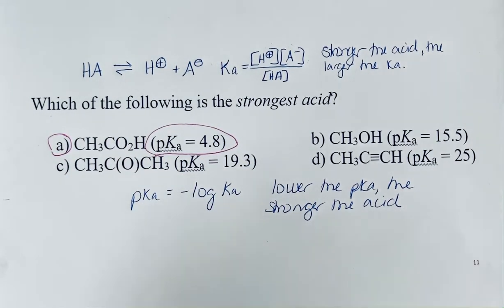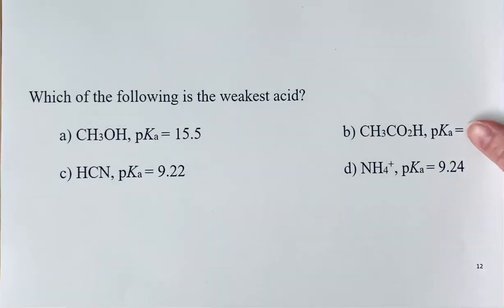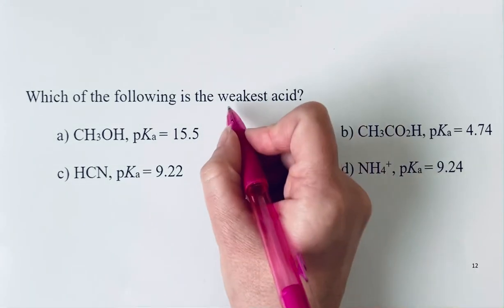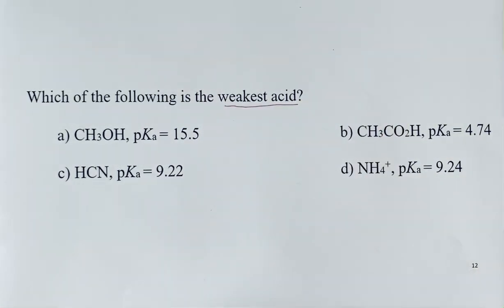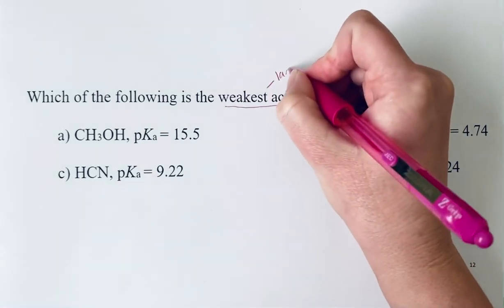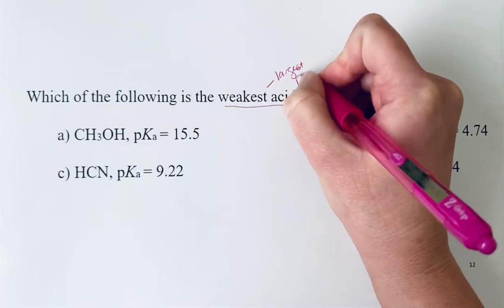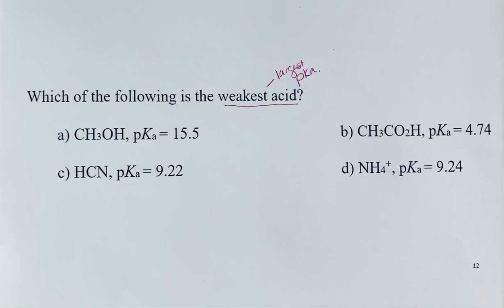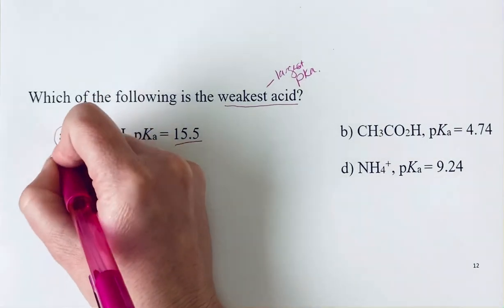Okay, and so now we've looked at it from one angle, the strongest acid. We're going to do another quick example. So I'm going to switch this out. And we are now going to use the pKa value to pick out the weakest acid. So if the strongest acid has the smallest pKa value, then the weakest acid we would expect to have the largest pKa. And so if we look at the options that we are given here, the largest pKa here would be for methanol.